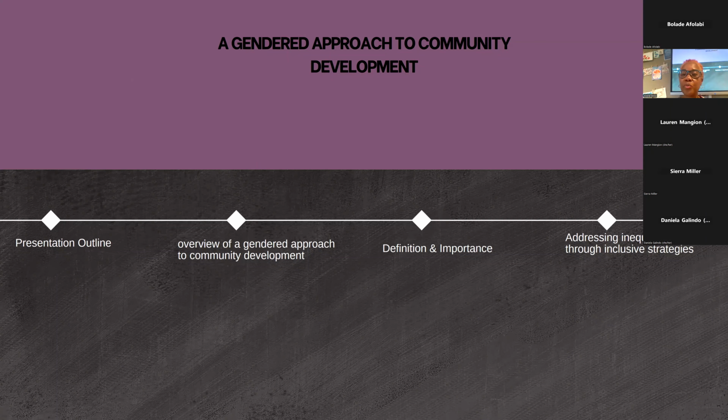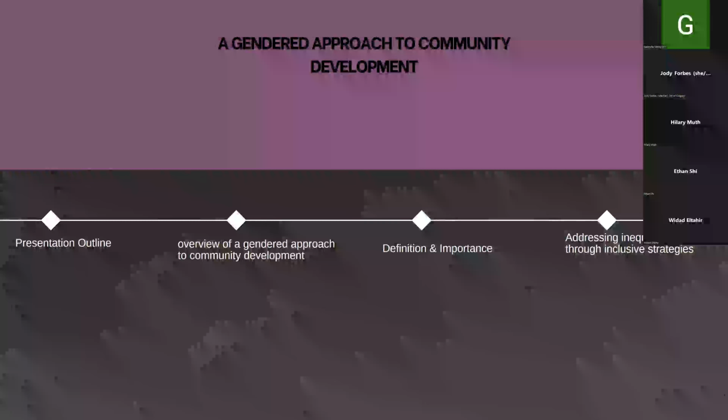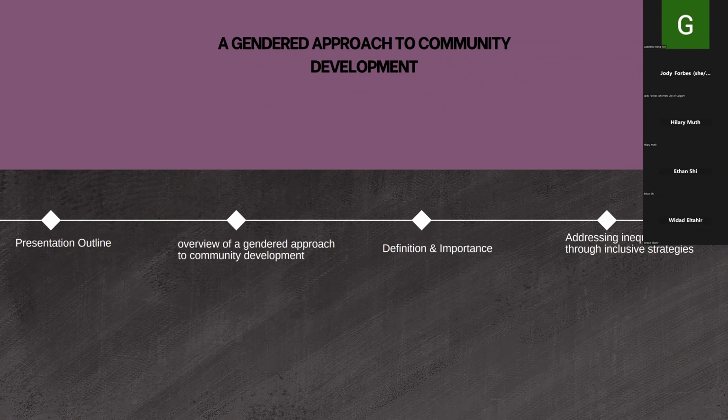So when you take a gendered approach to community development, it recognizes and identifies that within the different gender binaries, because today I want to include other genders in this space outside of the standard man and woman, we have different needs, different experiences, perspectives. So when you use a gendered approach to community development, it helps to address inequalities that exist within community development initiatives.